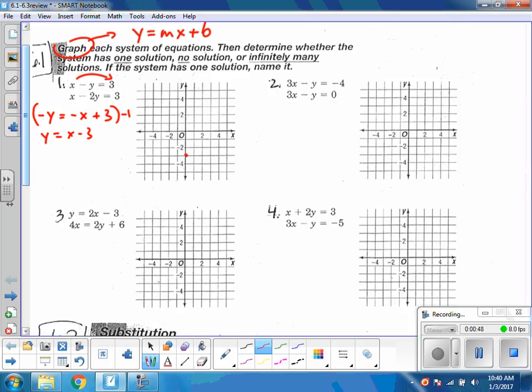So I have my y-intercept of negative 3, so I can just plot that. And my slope is 1, so it's rise 1, run 1. So my slope is 1, 1. So there's my line. And you'd use a straight edge to plot that.